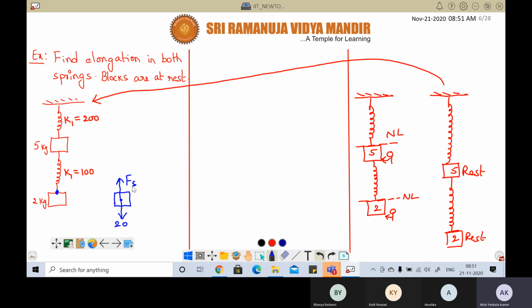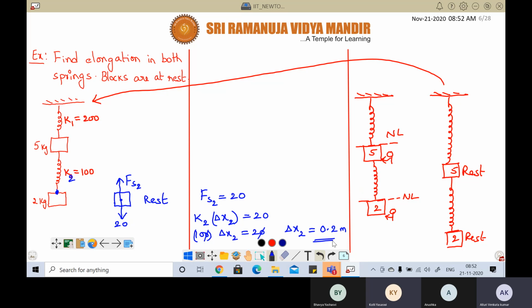Let us say that is FS1. Sorry, this one is K2. FS2 you take. Now this is at rest. That means FS2 is 20. What is FS? 20. Correct. What is K2? 100. So that means delta x2 is what? 0.2 meters.